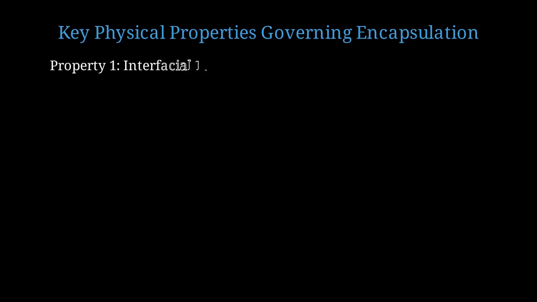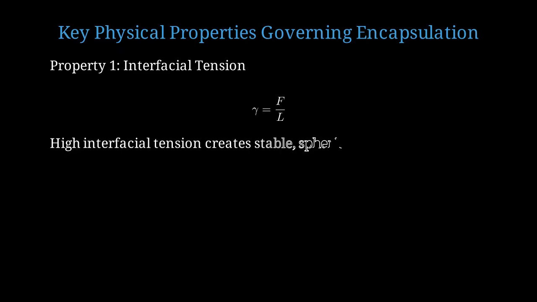The first property is interfacial tension. This is the force per unit length acting at the interface between 2 immiscible fluids. Interfacial tension gamma equals force divided by length. It's typically measured in millinewtons per meter. High interfacial tension is what makes droplets want to minimize their surface area, leading to stable, spherical shapes. This is why oil and water droplets are round.